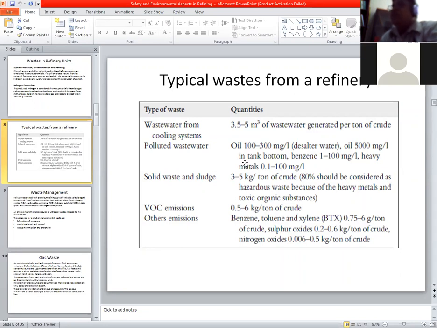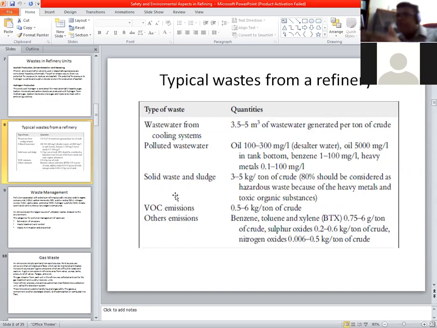Volatile organic compounds can escape. Other emissions such as benzene, toluene, xylene, although in low quantity, can also be produced as an undesired product and can cause an environmental issue. So you may go through these slides, maybe recall, can be memorized because these are some figures that maybe questions come like what are the wastes from the refinery. So you have to be able to get the answer.